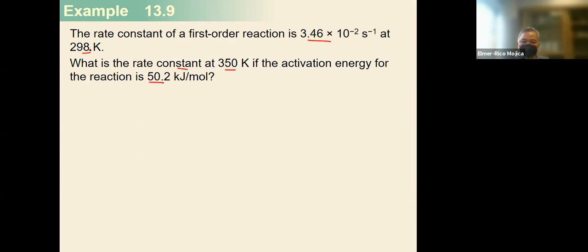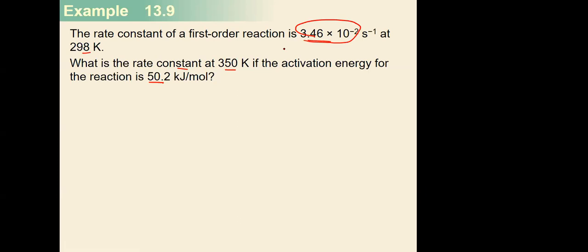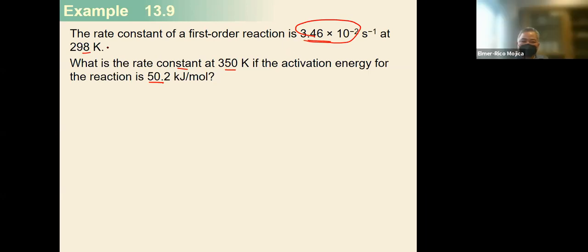So what do you expect? From 298 to 350, what's the new K? Will it be higher or lower than 3.46 times 10 to the negative 2? Anyone? Will it be higher or lower than 3.46 times 10 to the negative 2? Higher. Okay, it will be higher because as you could see here, as the temperature increases, the rate constant also increases.